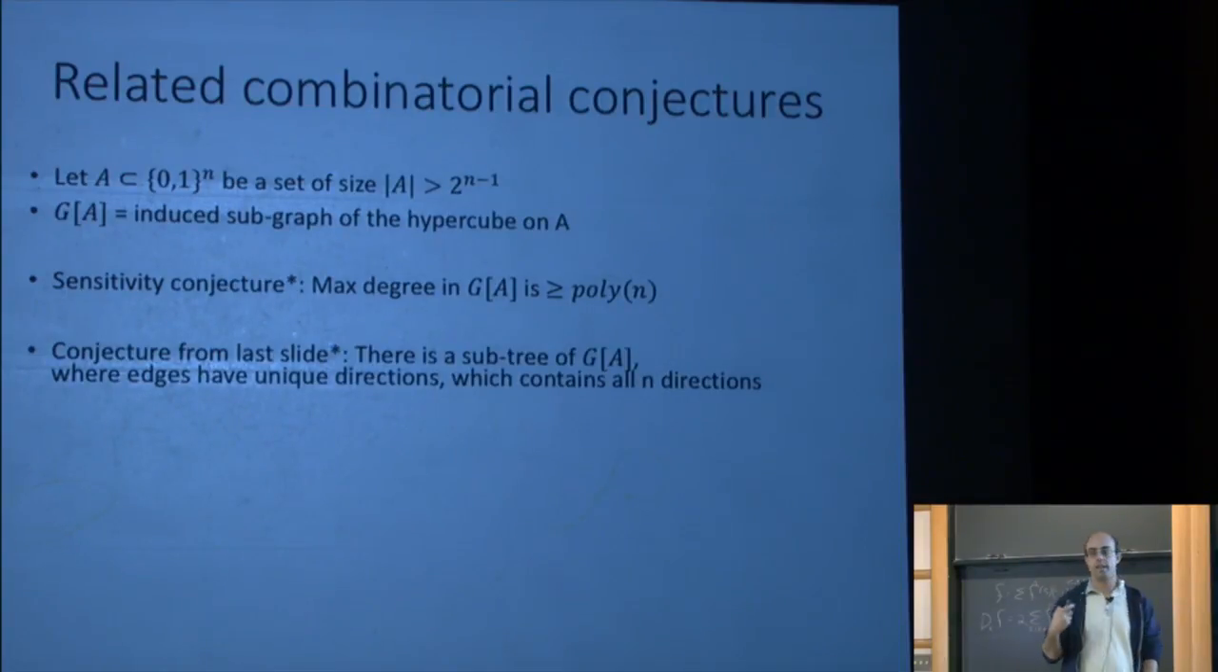Here's the conjecture for the last slide, an equivalent version of it. There is a subtree in G of A, or maybe in its complement if you want to remove the star, where the edges have unique directions and contain all the directions, right? So there is this maximal sensitive tree containing all directions, either in the induced graph on A or in the induced graph of its complement.